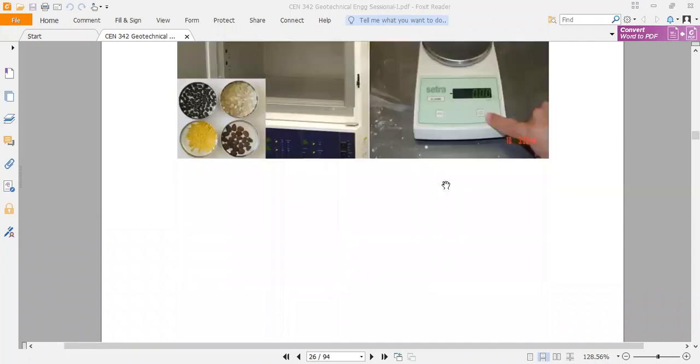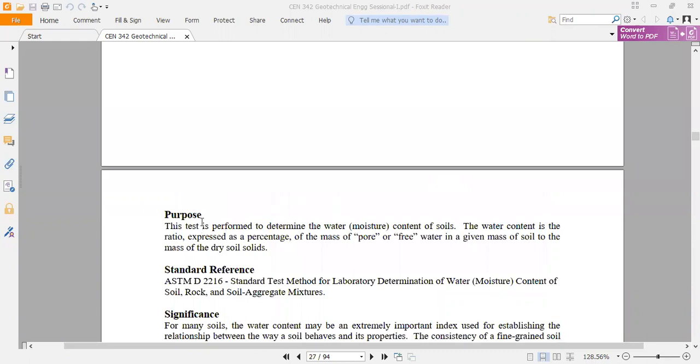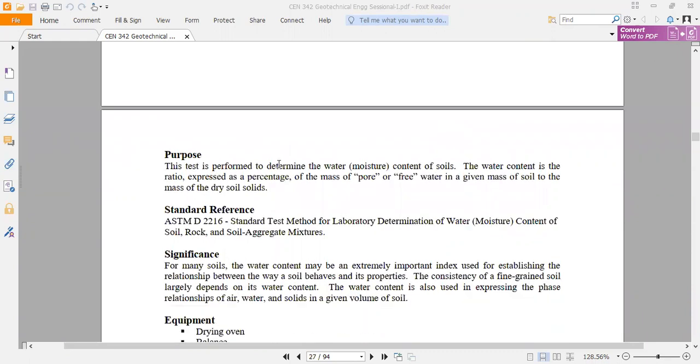So the purpose. What is the purpose? This test is performed to determine the water or moisture content of soil. What is the main objective? The main objective is to determine the moisture content of soil. So how will we determine it? We will learn about it later.